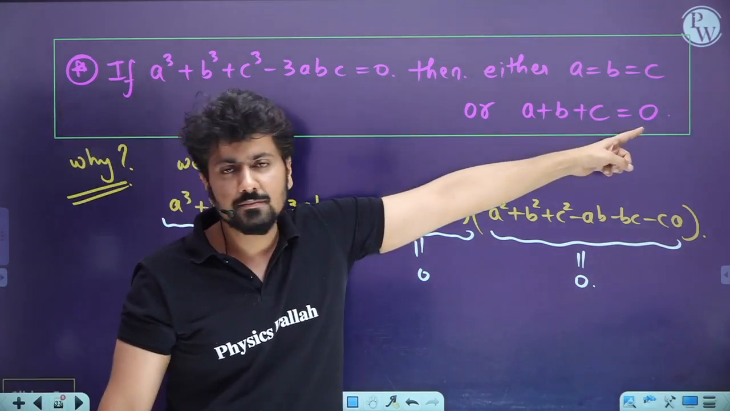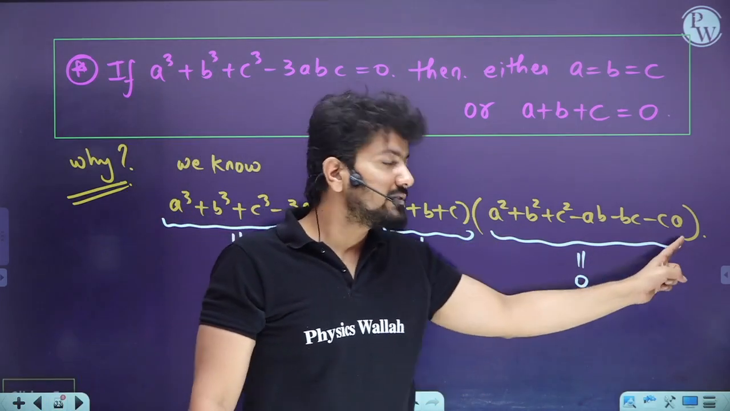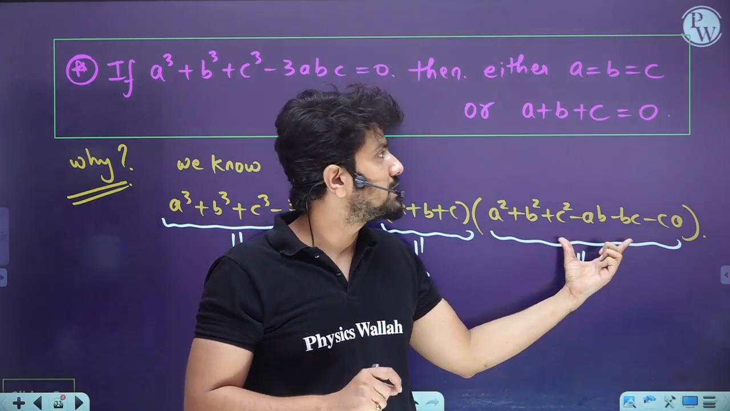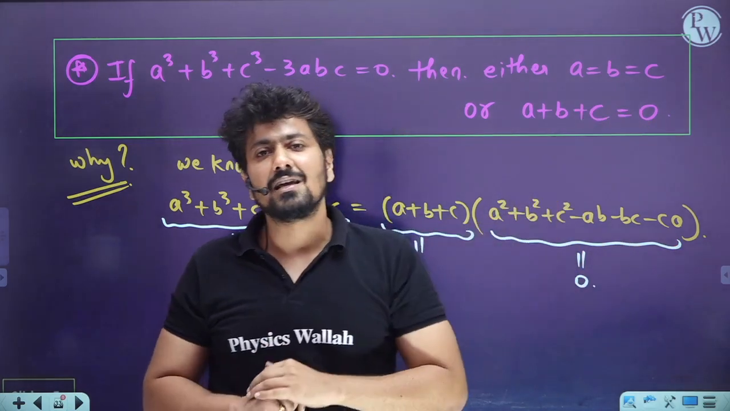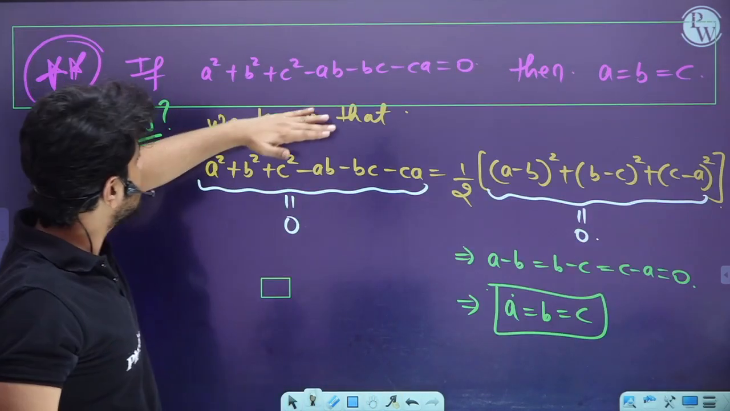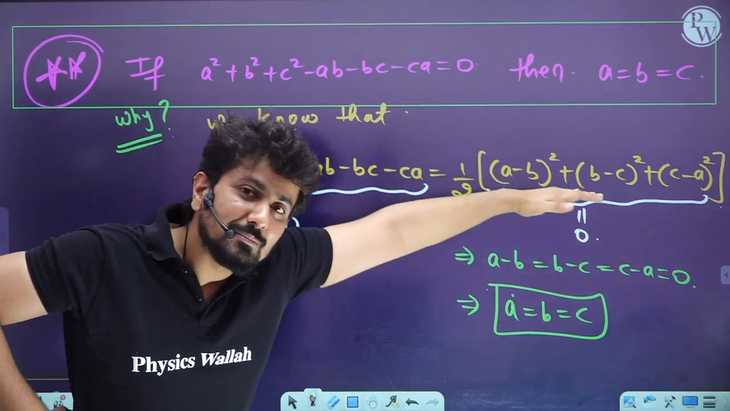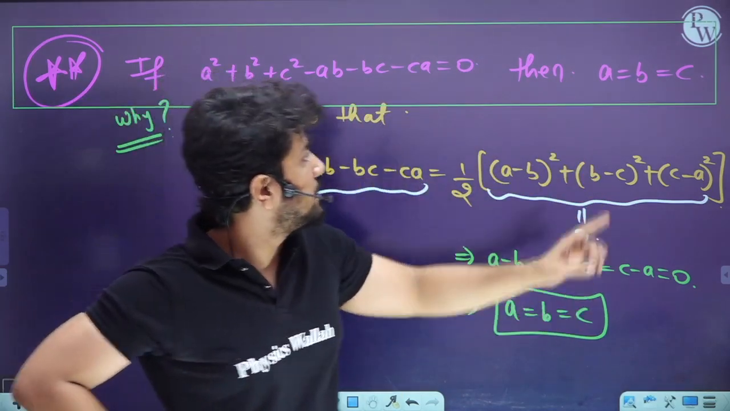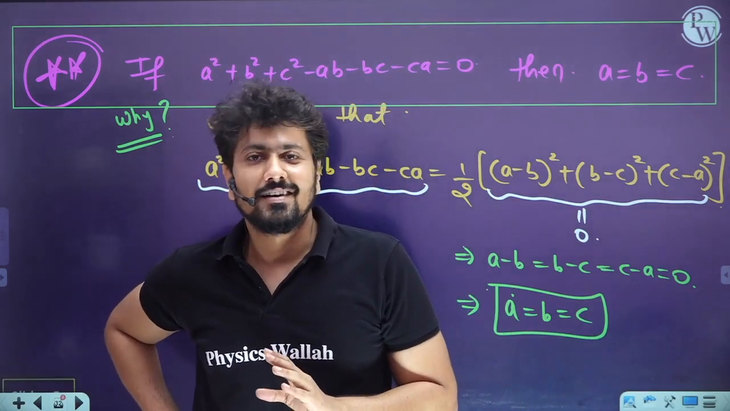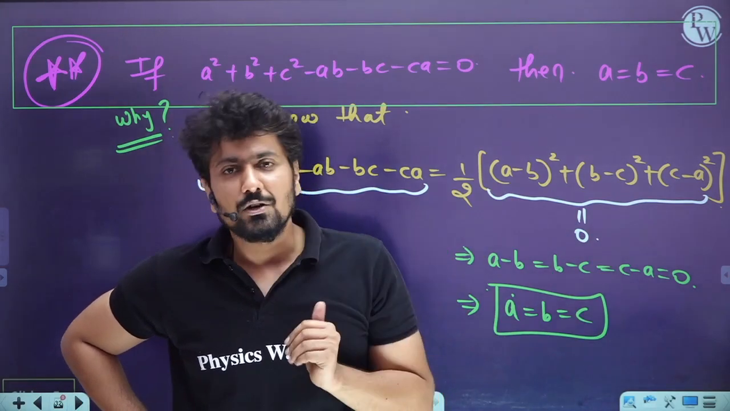See, I have written it. Either this factor is 0, or if this factor is 0, and we have just seen that if this factor is 0, this can be equal to 0 only if A, B, C are equal. Just go back to the previous page. We have seen that a square plus b square plus c square minus ab minus bc minus ca will be 0 only if a, b, c, all of them are equal. Then only it will be equal to 0.